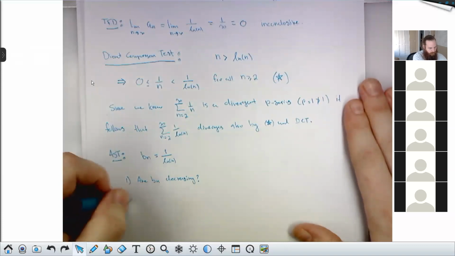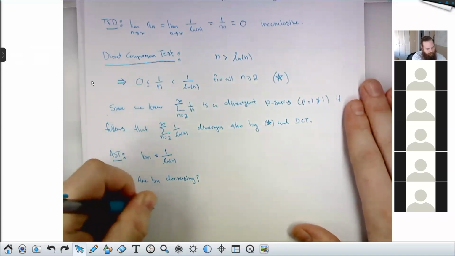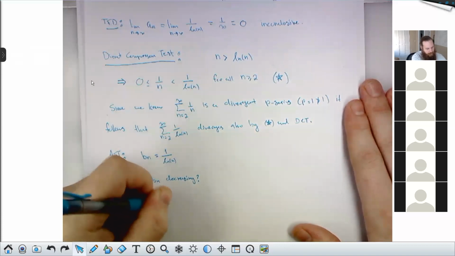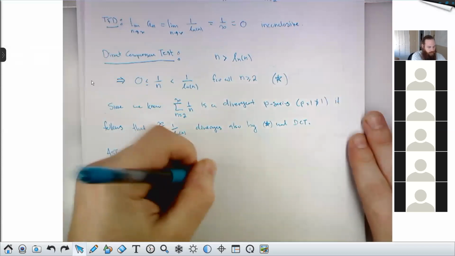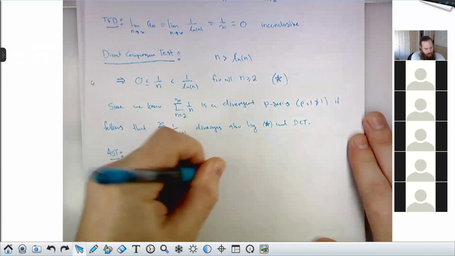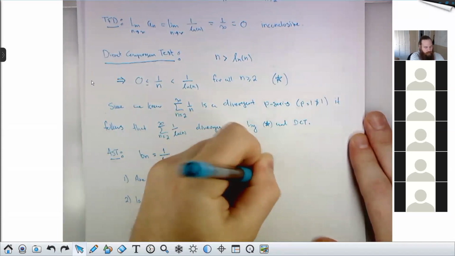And is the limit of the BNs equal to 0? So who can answer the first question for me? Is 1 over natural log n a decreasing sequence? Yes, because its reciprocal is increasing. Excellent. Because the natural log of n itself is increasing.